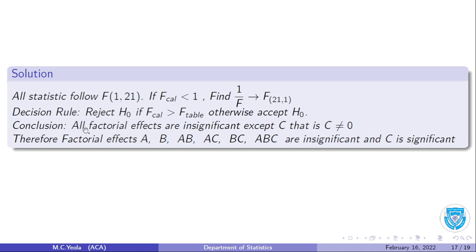So what we conclude from this is that all factorial effects are insignificant except C, that is, C is not equal to 0, because all the hypotheses get accepted and only the one related to C is rejected. Therefore the factorial effects AB, AC, BC, ABC are insignificant and C is significant.